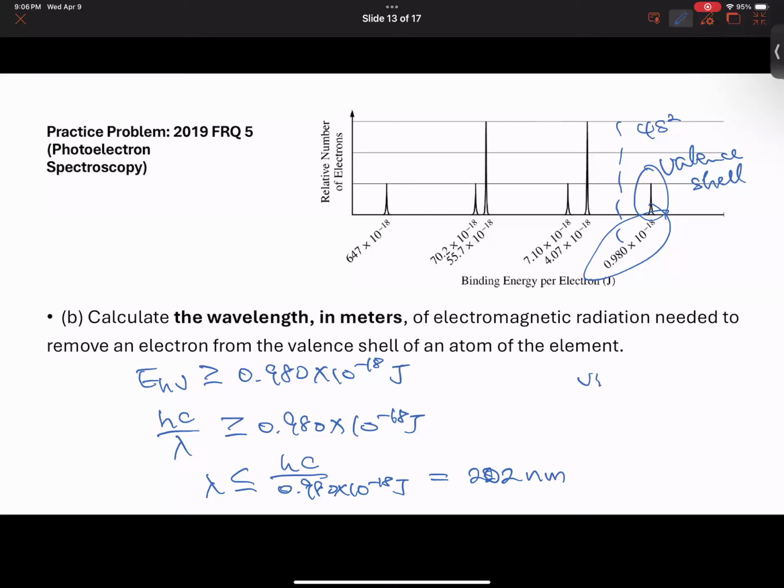Remember, visible light has a 400 to 750 nanometer range, and 202 is less than 400 nanometers, so this is UV light. So we need to irradiate with UV light of 202 nanometers or less to knock out these valence electrons, to knock a valence electron from the valence shell.